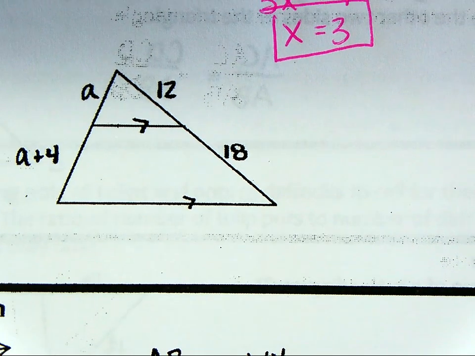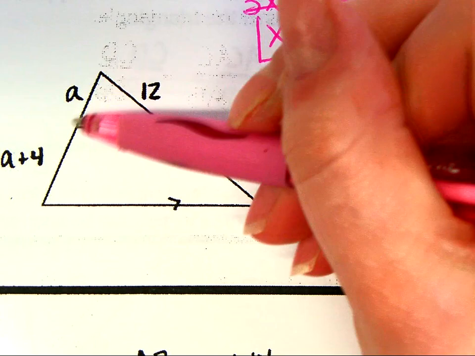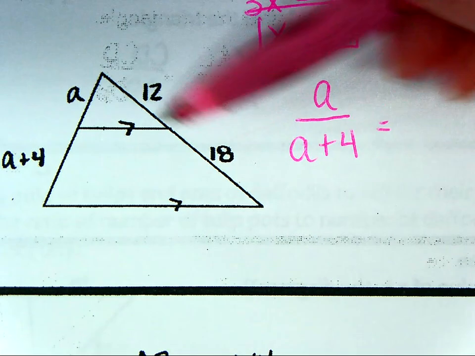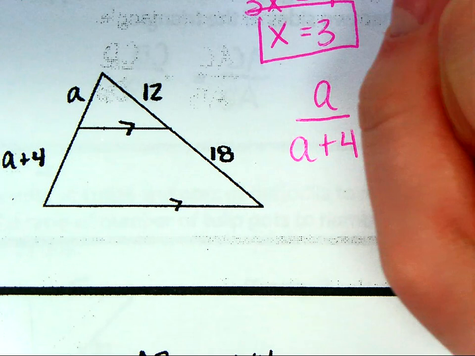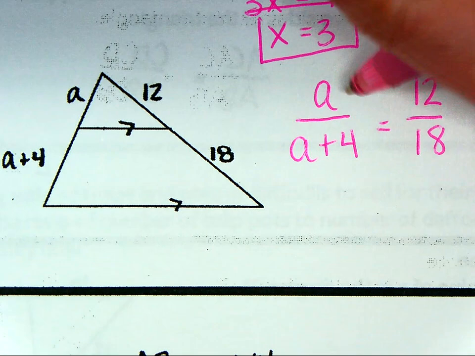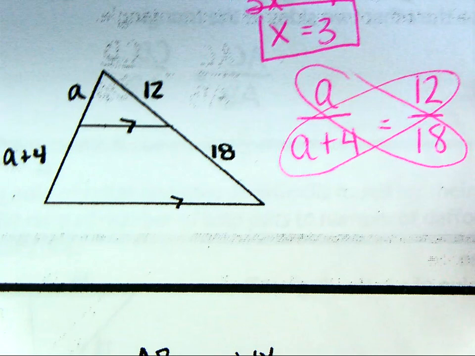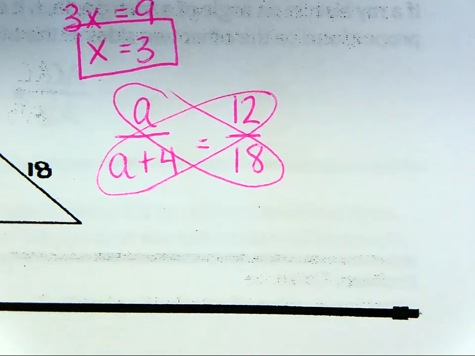So then the one directly below this, we're going to try to find A. And so we're going to set up the same type of proportion. I'm going to do A over A plus 4 equals 12 over 18. And then cross multiply. So I have A times 18, A plus 4 times 12.